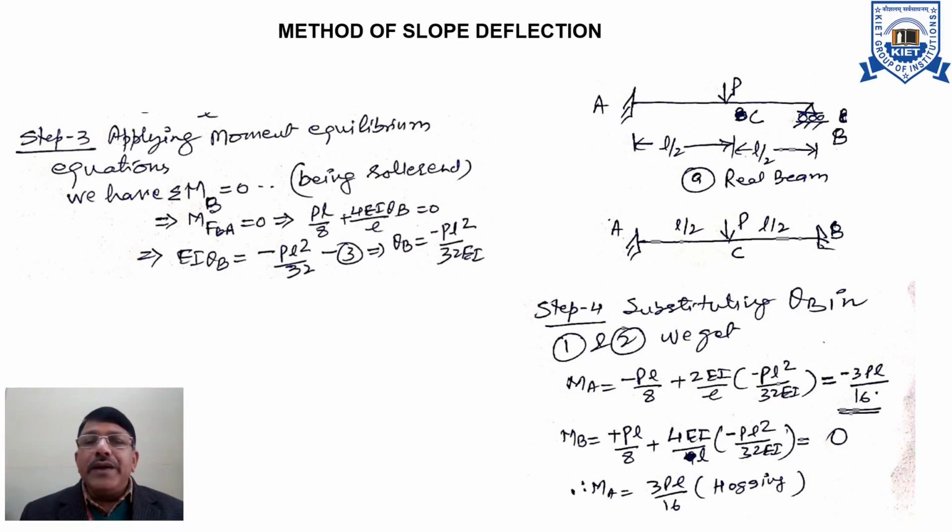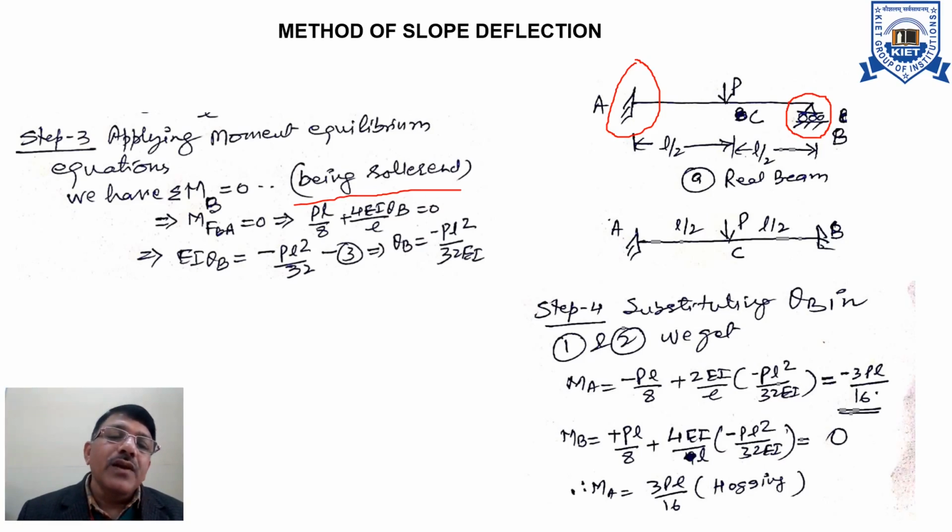Moving further, the third step is what? Applying the moment equilibrium equation. So what supports and joints are we having? We are having joint A and joint B. Joint A will have some moment definitely because it is a fixed end, but joint B will not have any bending moment because it is a simple end. So the moment at B equals 0 due to the roller end. Being a roller end, what moment are we having at joint B? Only one moment, that is the moment at B equal to 0.